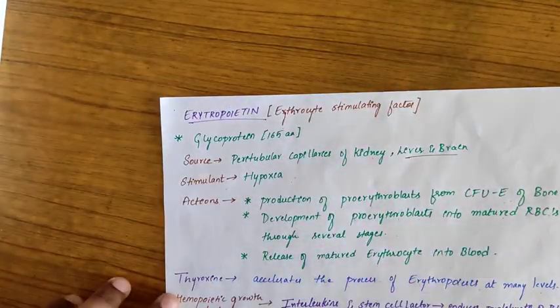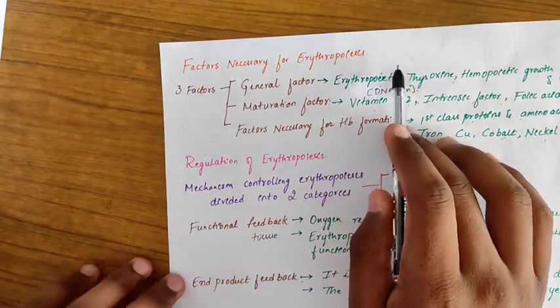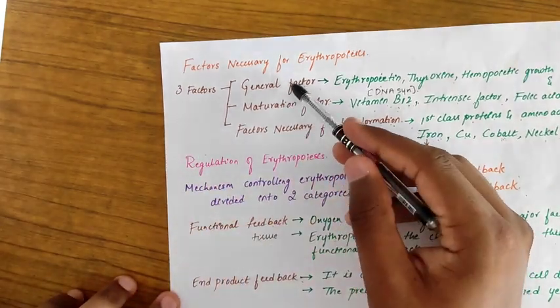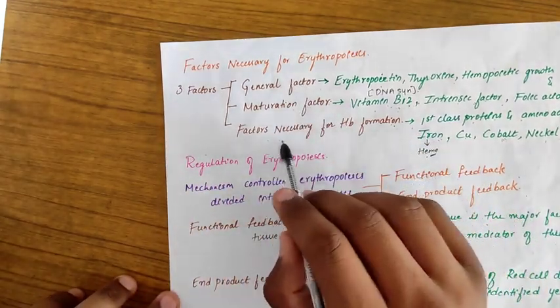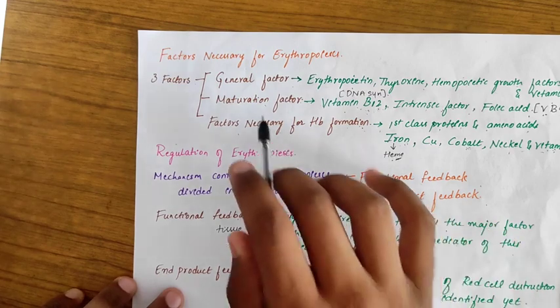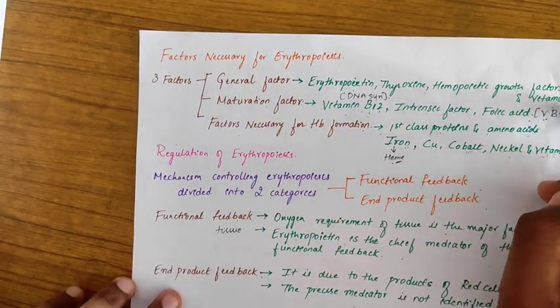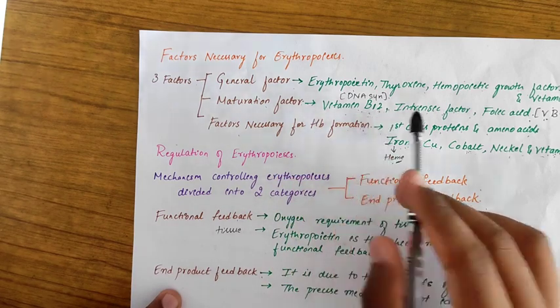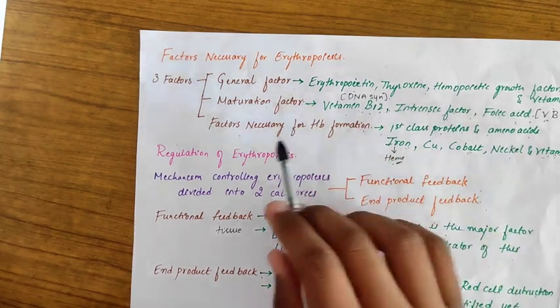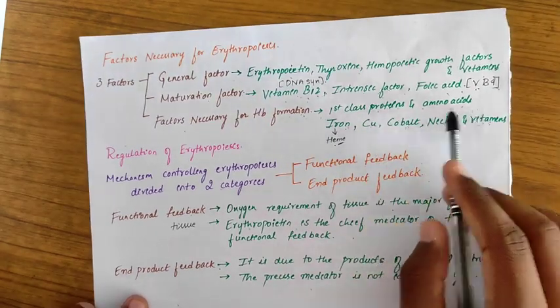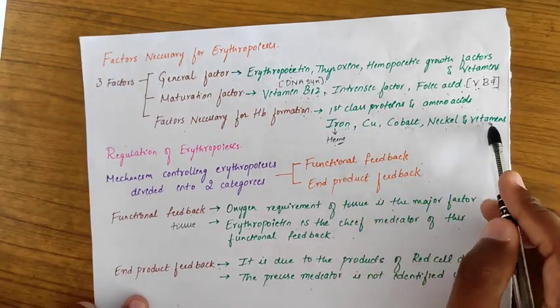Next, there are certain factors that are necessary for erythropoiesis. There are 3 different factors. It includes general factors, maturation factors, and the factors necessary for hemoglobin formation. The general factors include erythropoietin, thyroxine, hemopoietic growth factors and vitamins. Maturation factors include vitamin B12, intrinsic factor, and folic acid. Factors necessary for hemoglobin formation include first class protein, amino acids, iron, copper, cobalt, nickel and vitamins.